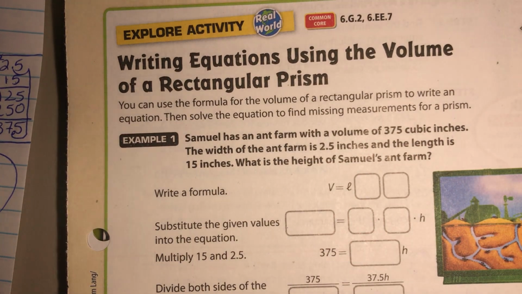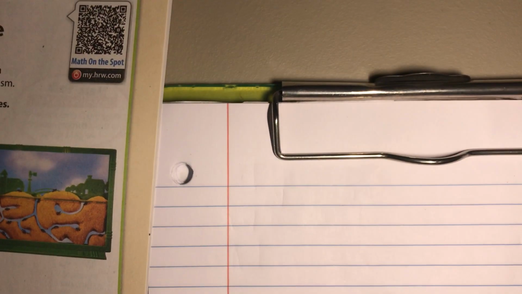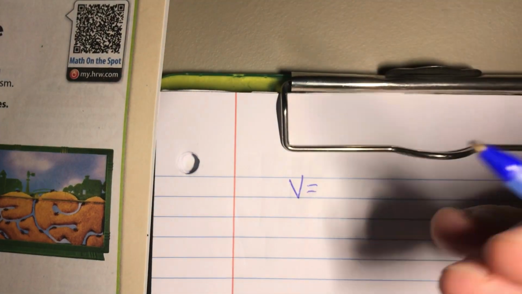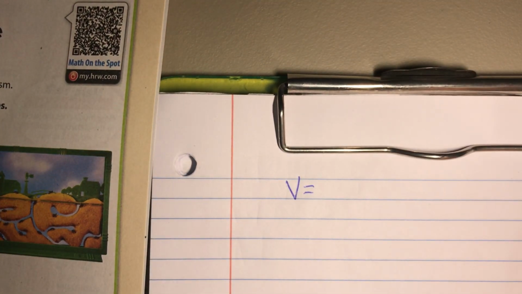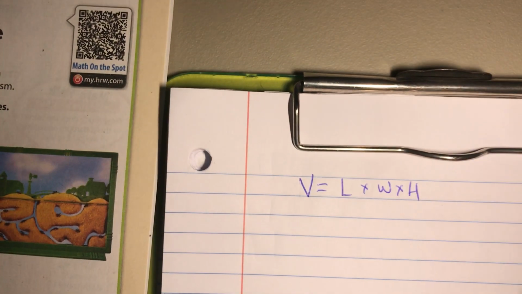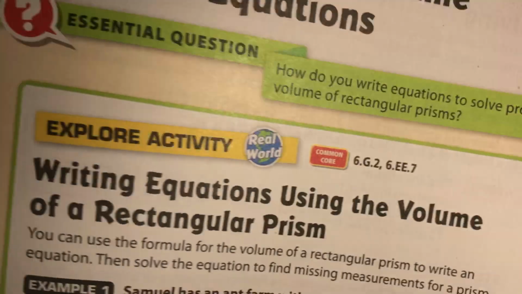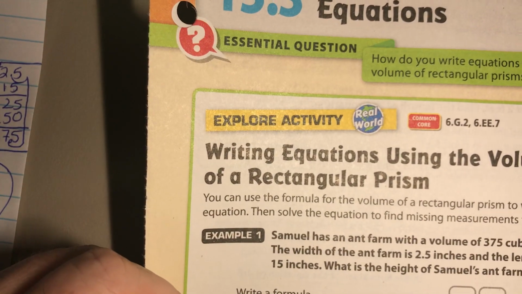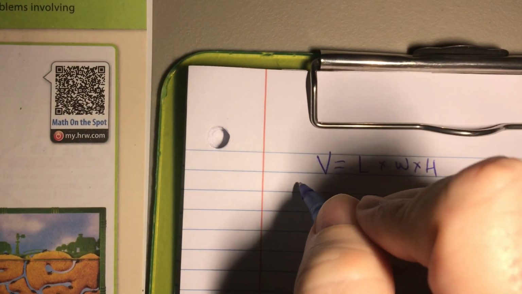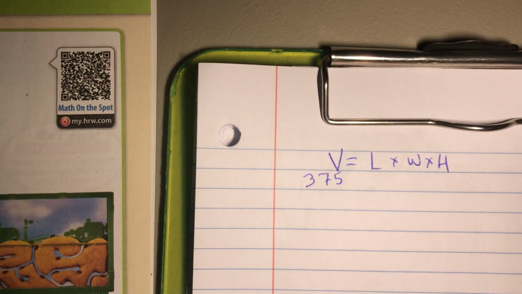Well, to find out the missing part, we need to actually use the formula. Now, get in the habit of always writing down the formula. This helps you to memorize the formula. Volume of a rectangular prism is length times width times height. Now, we'll put in the information we actually have. It says Samuel has an ant farm that has 375 cubic inches. So under the volume we'll substitute 375.